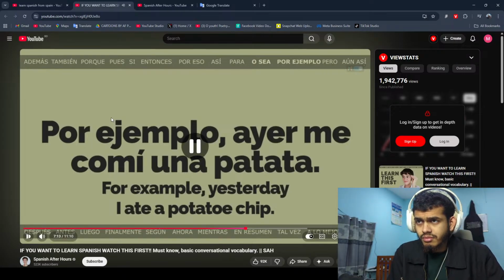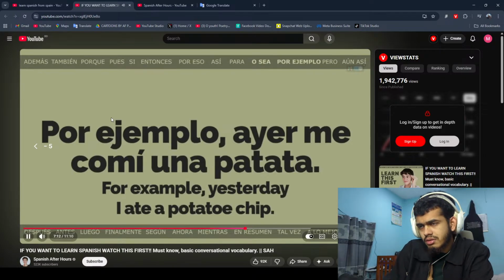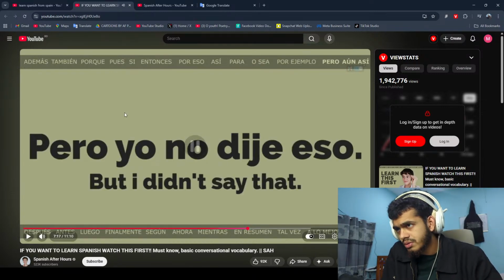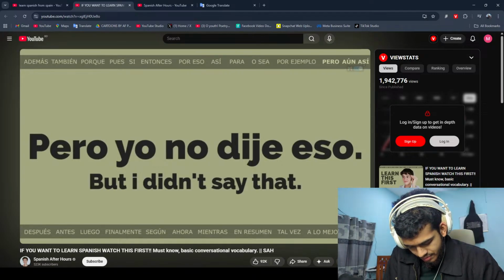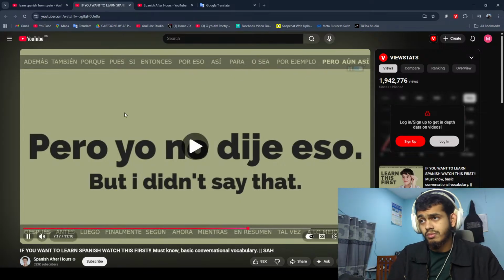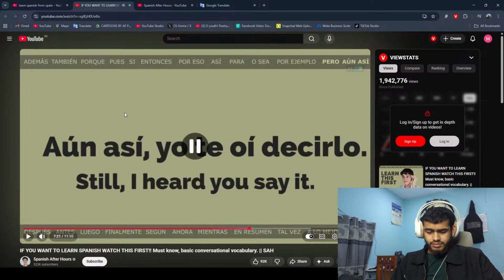Ayer me comí una patata. Potato. Pero, but. Pero yo no dije eso. Pero means but. Aún así, still. Aún así, yo te oí decirlo.